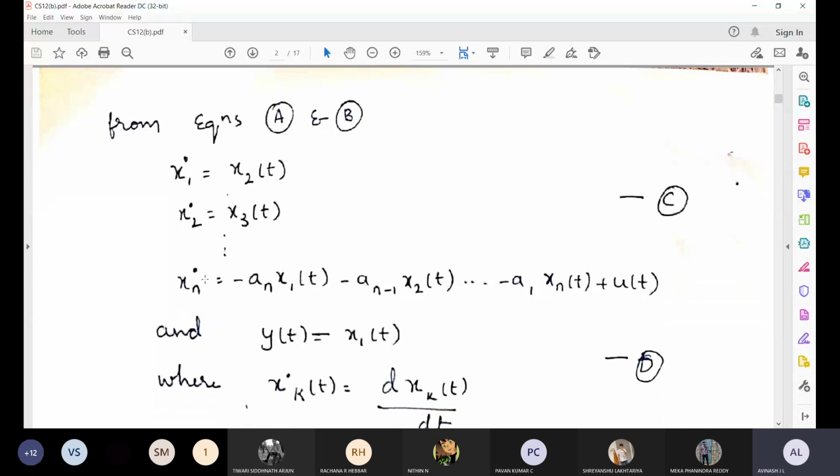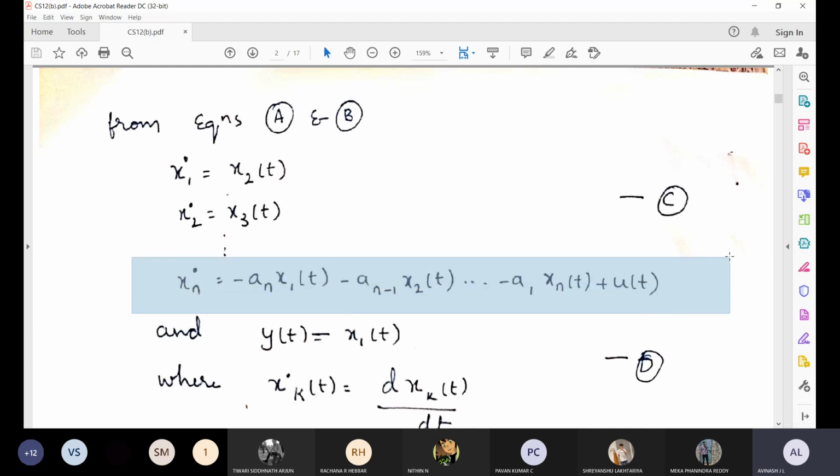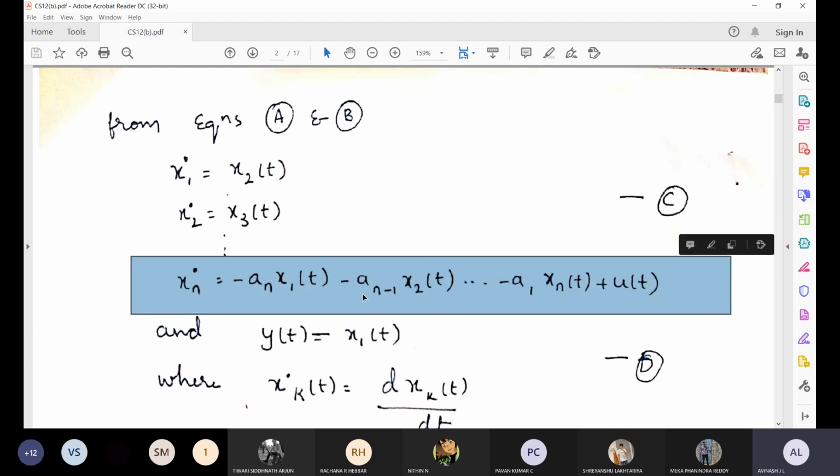x3 of t. Xn dash will be equal to... So we will find out the equation, what exactly will come in the picture, that we are going to write it here. That is minus an x1 of t minus an minus 1 x2 of t. This is simply the equation that will get reduced in this particular format.